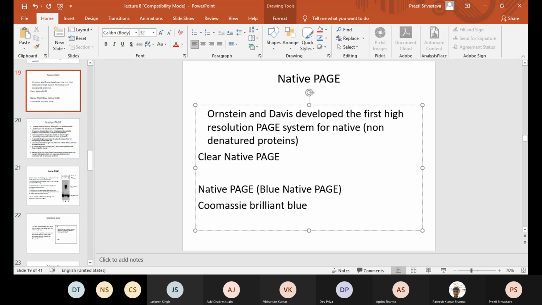Class, following or no? Yes, ma'am. Because it imparts blue color, that PAGE is called blue native PAGE. Because Ratnesh had raised this issue, that is why I thought maybe I should explain. Otherwise, this is the part which we discuss in proteomics.